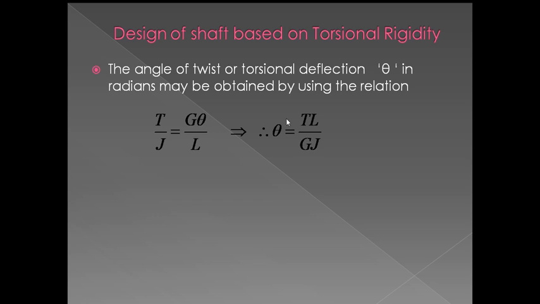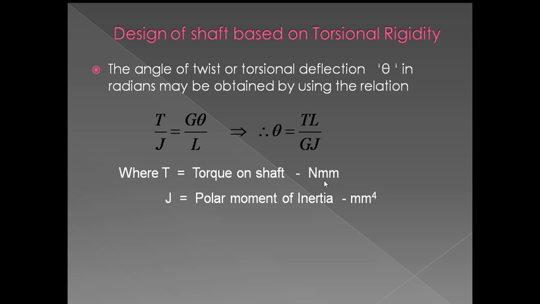Here what we are taking is the angle of twist theta. In the previous design we took T by J equal to tau by R, which is based on stress. Here we are designing the shaft based on the angle of twist, that is torsional rigidity. That's why we are taking T by J equal to G theta by L. So theta equal to TL by GJ, where T is the torque on the shaft in Newton mm.